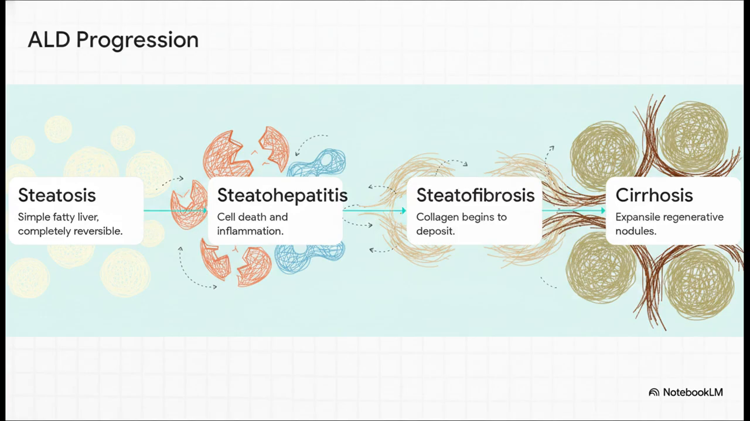The destruction happens in 4 distinct stages. It kicks off with simple hepatic steatosis, which actually develops in about 90% of heavy alcohol users. Now, at this first stage, it's completely asymptomatic, and this is crucial. It's entirely reversible if the patient just stops drinking. But if the assault continues, we move to alcoholic steatohepatitis, where we start seeing actual cell death and inflammation. Next comes alcoholic steatofibrosis, which is where collagen begins to deposit. And finally, this whole fatal cascade ends in alcoholic cirrhosis, which gives you those classic expansile regenerative nodules and bridging fibrosis.